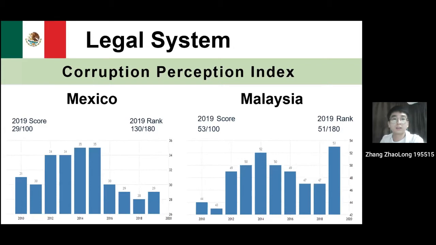Next is about the corruption perception index. We compare Mexico and Malaysia. In the chart, we can see that in the past 10 years, Malaysia was always higher than Mexico. Yeah, I think that's all.